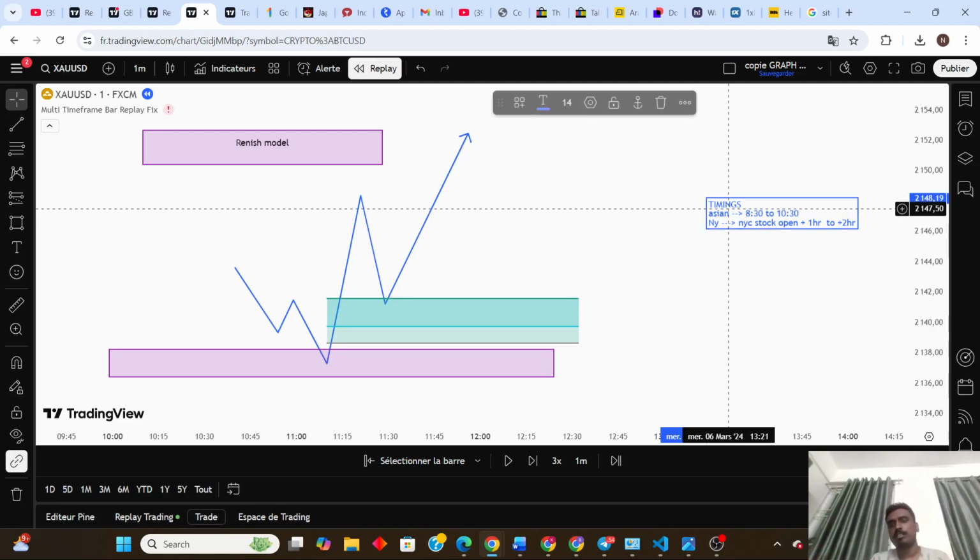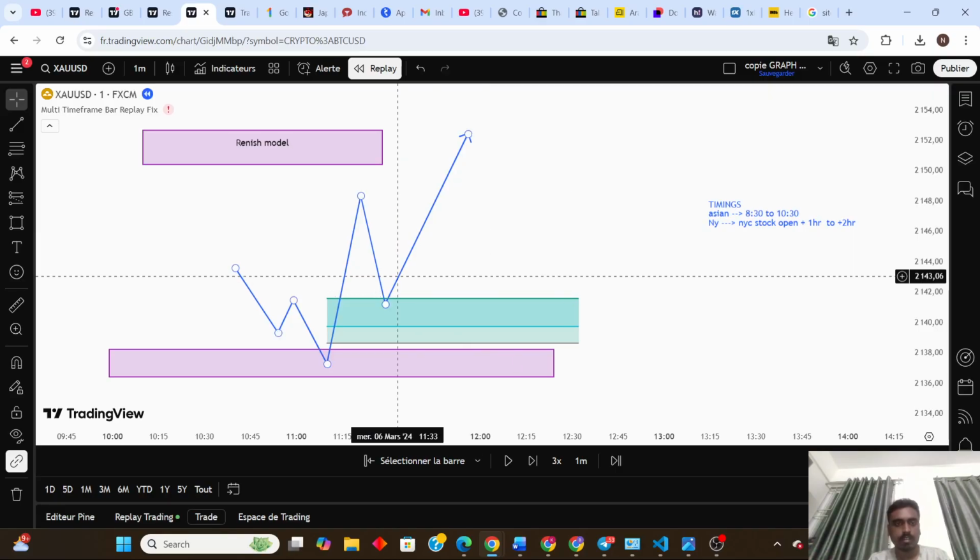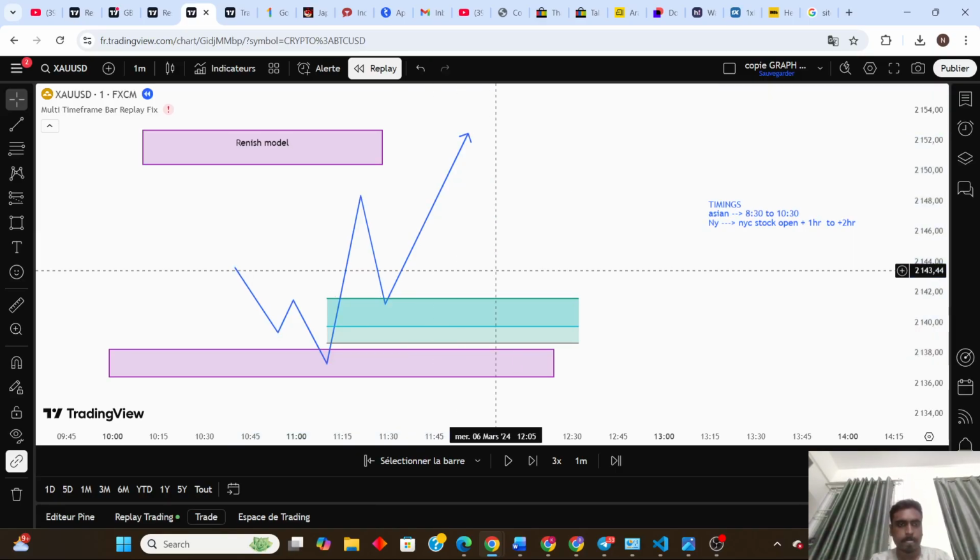First of all, about this Renish model: there are two things that are mechanical about this model which you cannot change. Without these, you are not going to take a trade. That is written in stone. That part is about 30 to 40% of the model, and 60% of the model is based on discretion, on what you know about the market.